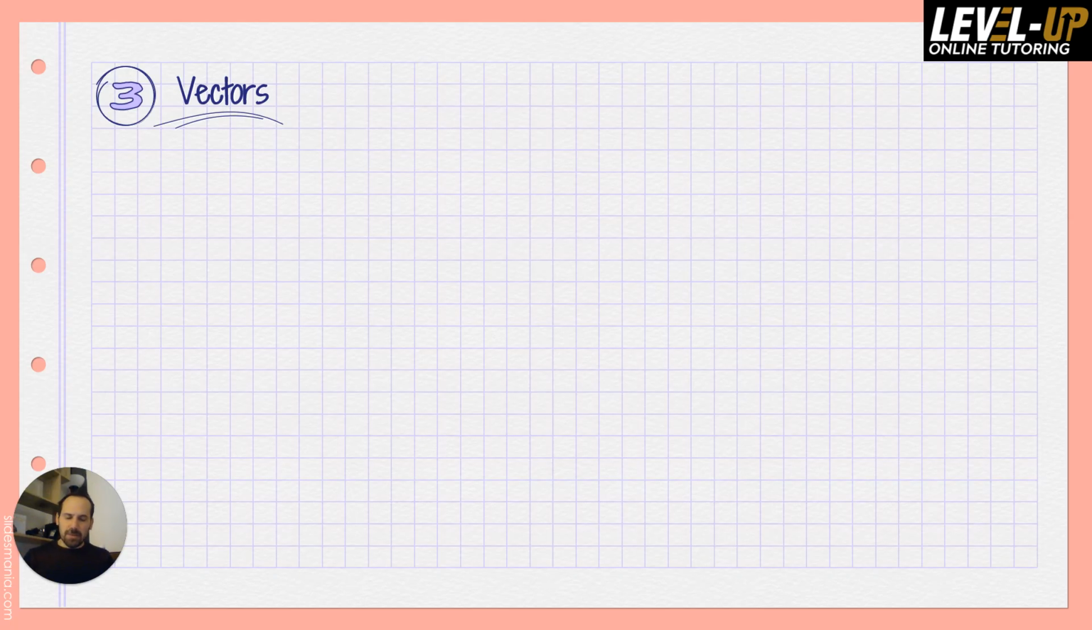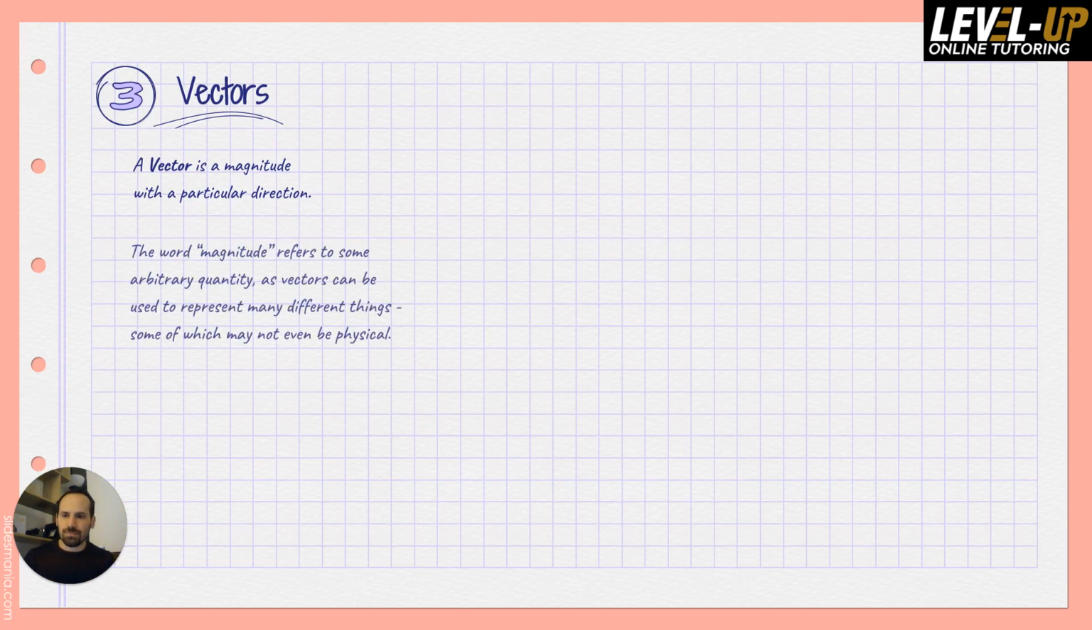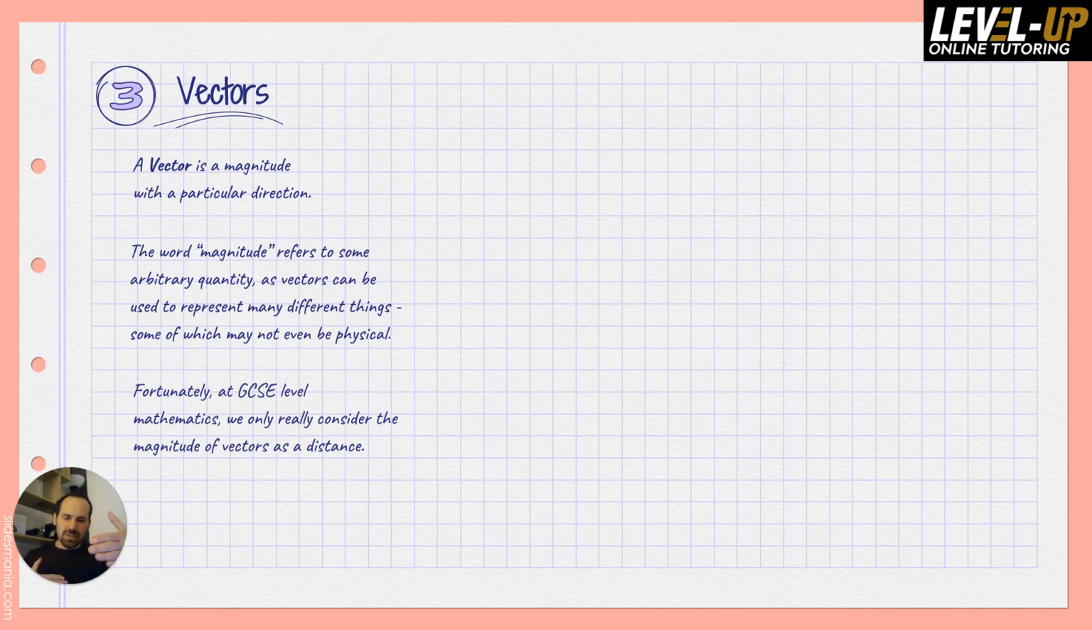So we touched on vectors briefly when it came to translations, but in general, a vector is just some magnitude in a particular direction. The word magnitude refers to some arbitrary quantity. So it could represent anything. That's what makes vectors so powerful. They can be used to represent all sorts of things. But at GCSE level, we're just going to consider it as a distance in a particular direction, which is certainly when you're first learning vectors, the best way to understand what's going on. And even in more abstract circumstances, it's normally the way we would visualize it.